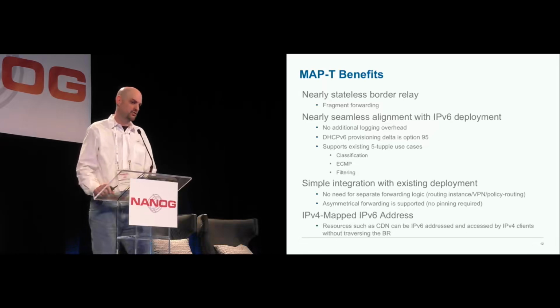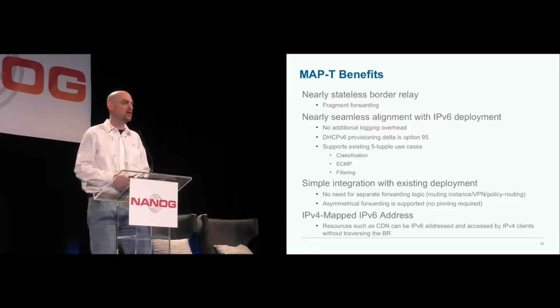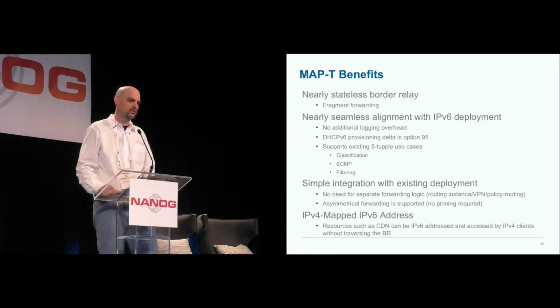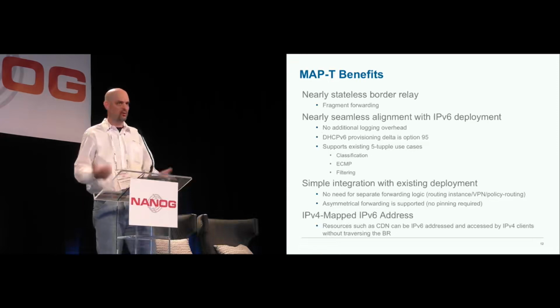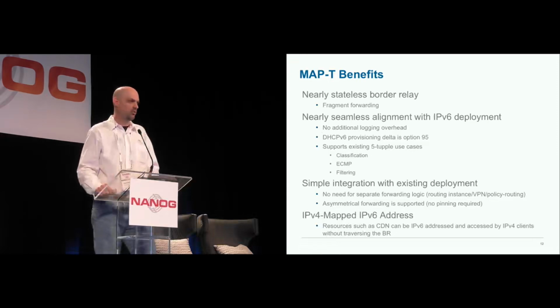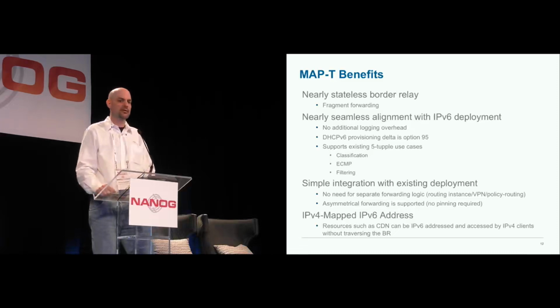This next one was very important to us, which is supporting the existing 5-tuple use cases on our network, which includes classification, ECMP, and filtering. Integration is much easier than a number of the stateful technologies, specifically NAT 444. The forwarding, we don't need separate forwarding logic. If you want to support both legacy broadband, where you're doing dual stack or just native IPv4, and you want to be able to do MAP-T, you don't need additional routing instances, VPN, policy routing, any of that.